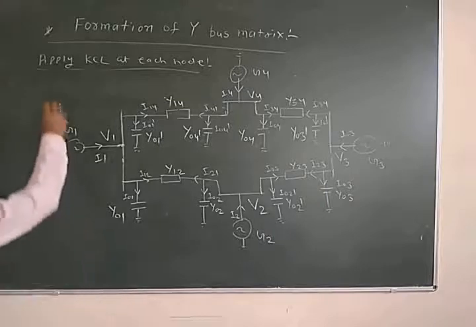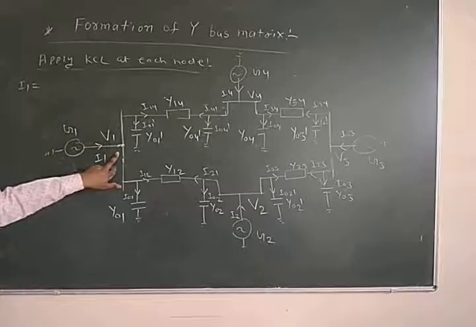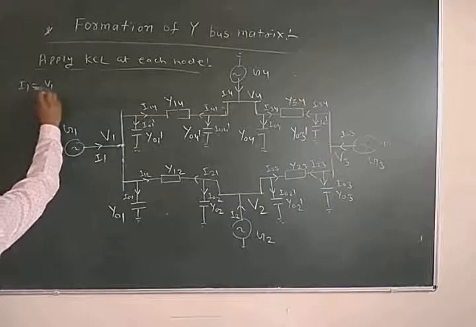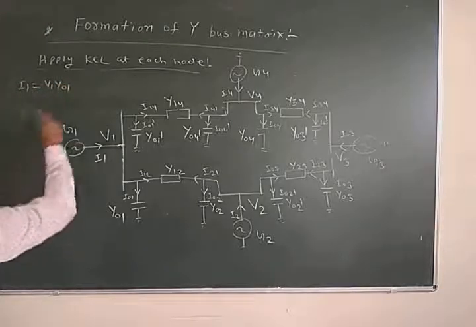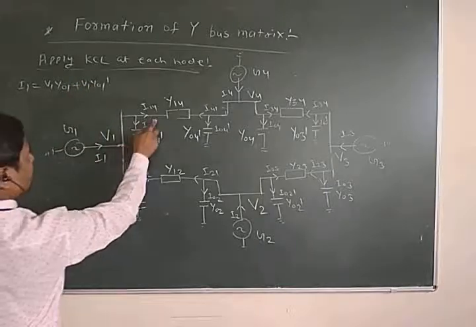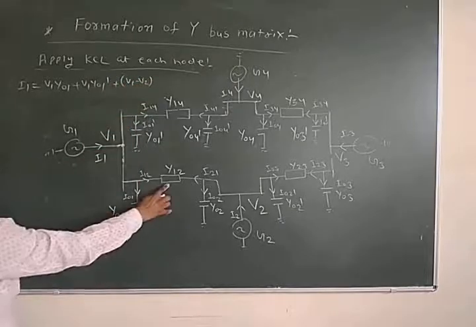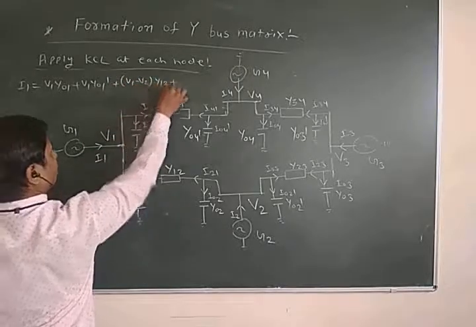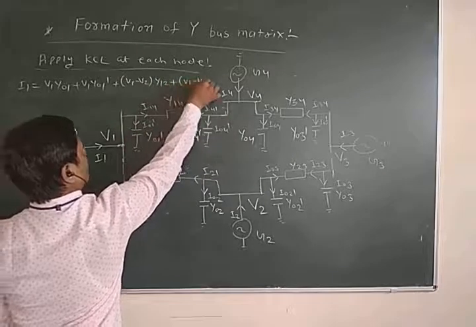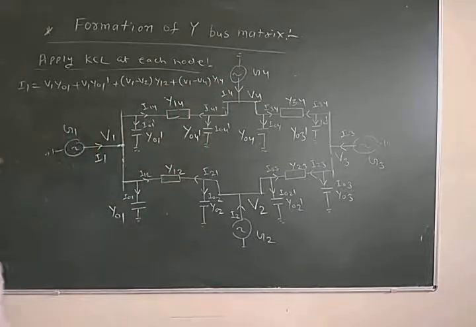Here I1 is equal to, voltage at bus number 1 is V1, so V1 Y01 plus V1 Y01 dash plus V1 minus V2, line admittance is Y12, plus V1 minus V4, and line admittance is Y14.